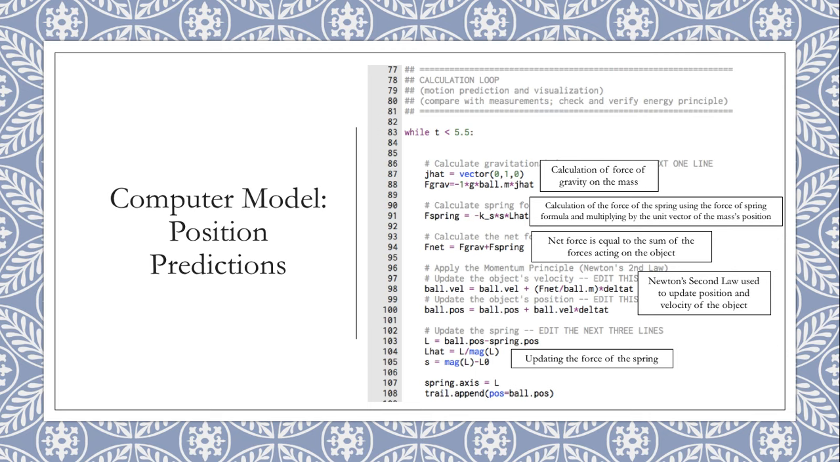We then set up a calculation loop. In this while loop, we first calculated the force of gravity, then calculated the force of the spring, added the two forces together to give F net in line 94, and then used Newton's second law in lines 98 and 100 to update the position and velocity of the object. We then updated the force of the spring, giving its new stretch, in lines 102 through 105.